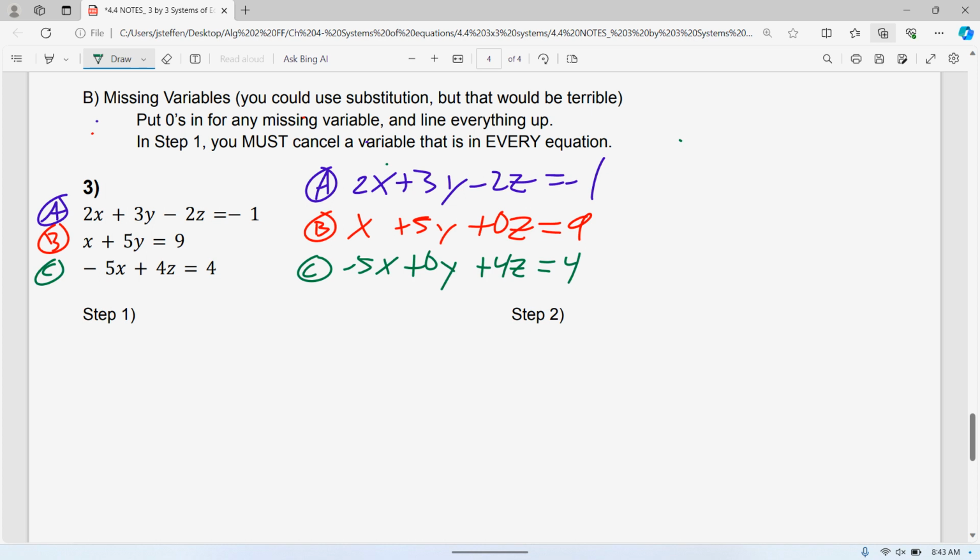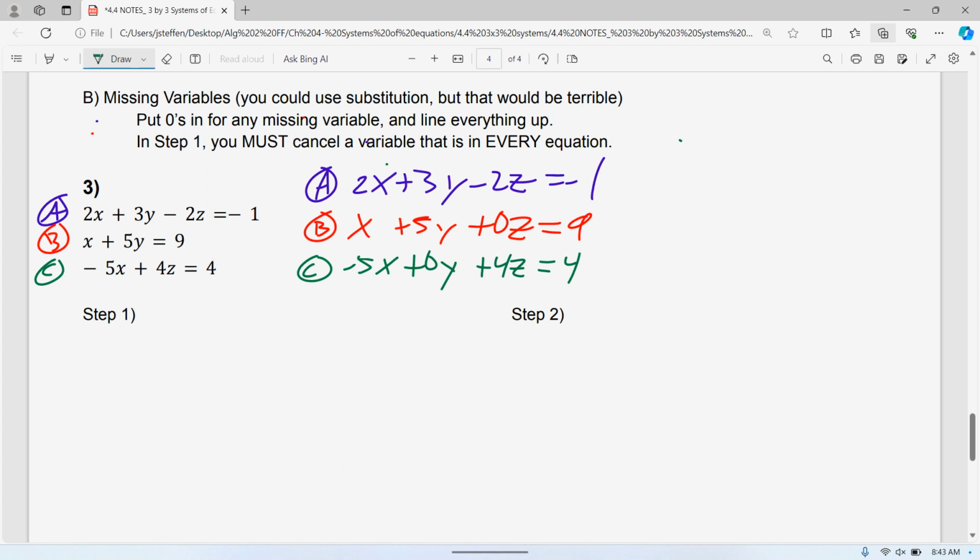Now, and this one is important. So yeah, first put zeros in for any missing variables. If you want to skip that, if you are good enough and you are comfortable with it, by all means, that is up to you. I would recommend it, but most people don't listen to me anyways. However, step 1 is a requirement.